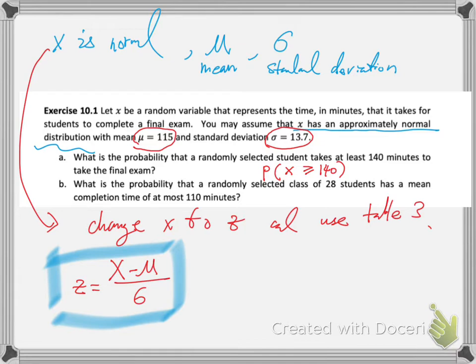Okay, but you need to know when you should use this formula. The first condition is that X is normal, with mu and sigma given. Then you can use it. For question A, X greater than or equal to 140, the cutting line is X equals 140.